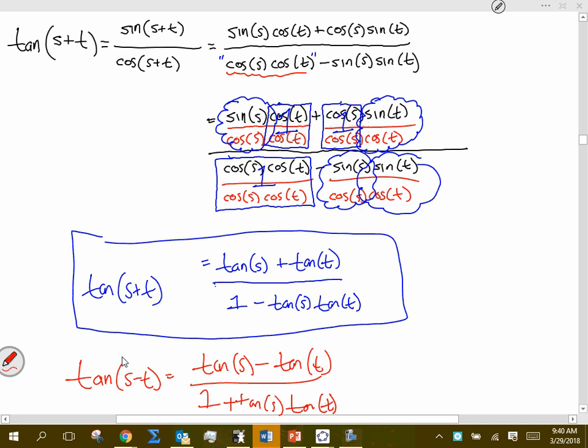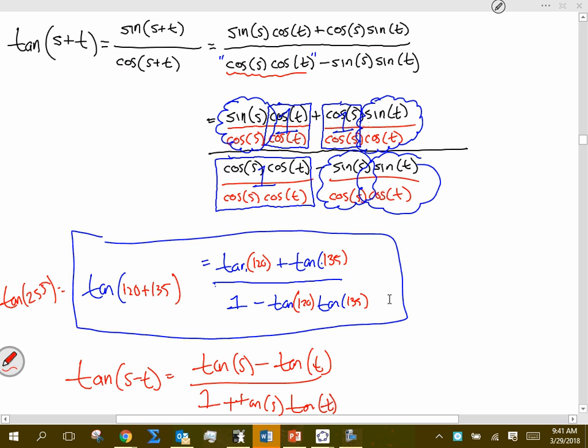Let's do this real quick. I'm just going to remove this, and now say we're doing tangent of 255. That's 120 plus 135 again. So now I'm going to take tangent of 120. This is going to be tangent of 135. This S will become 120, and this T will become 135.